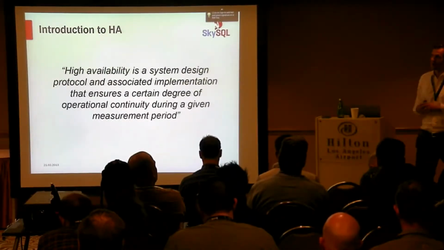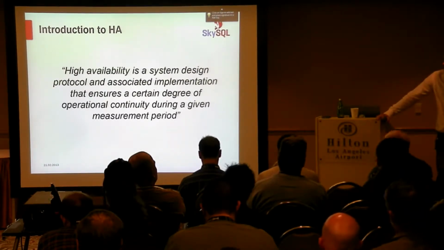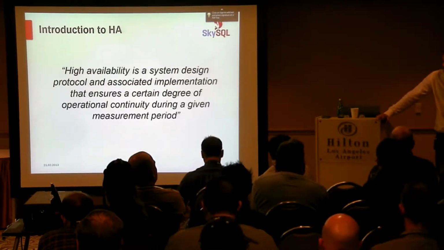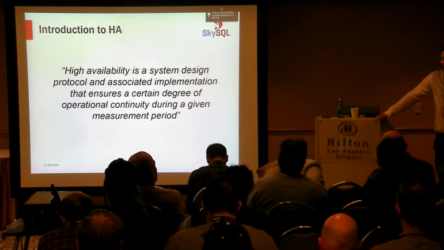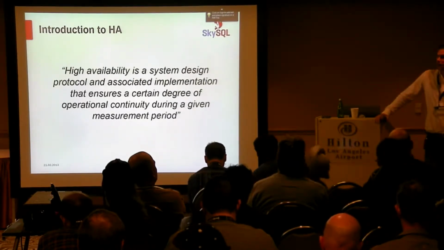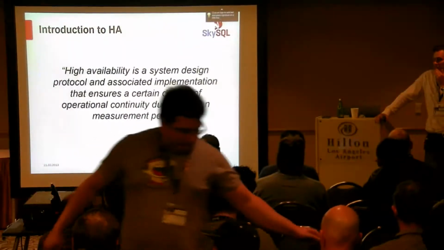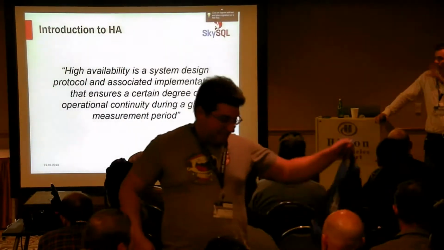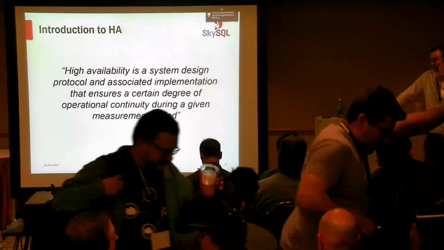There's actually a measurable unit for high availability, which is percentage. How much of the total time is your system available? But normally what you want is some kind of operational continuity despite things breaking. You don't want your customers to see a 404 web page when your system is down. You want them to see something else.